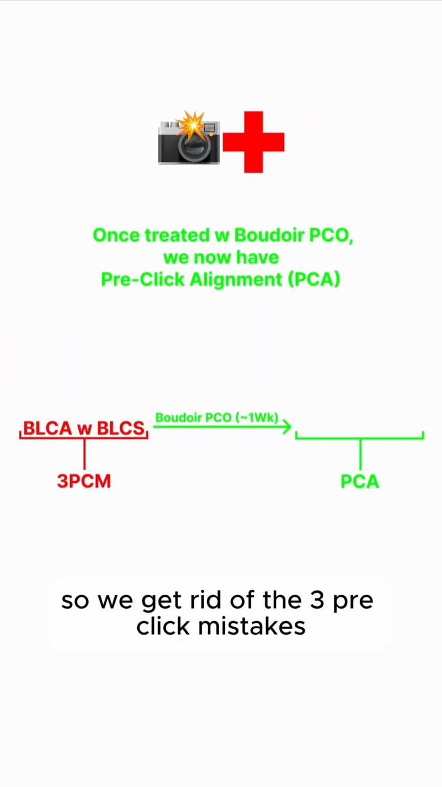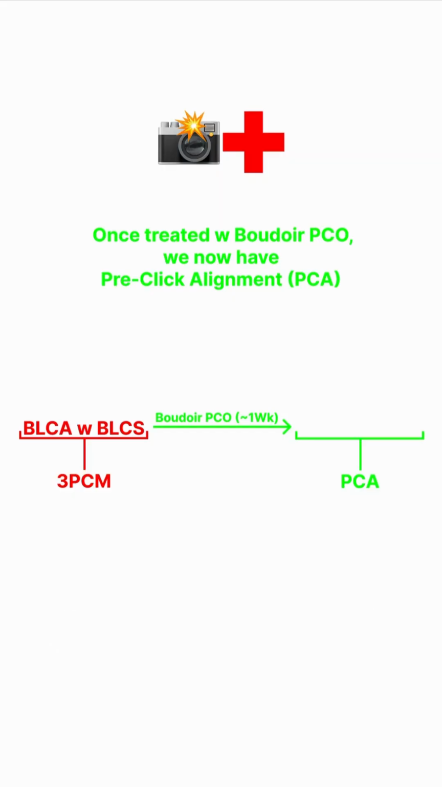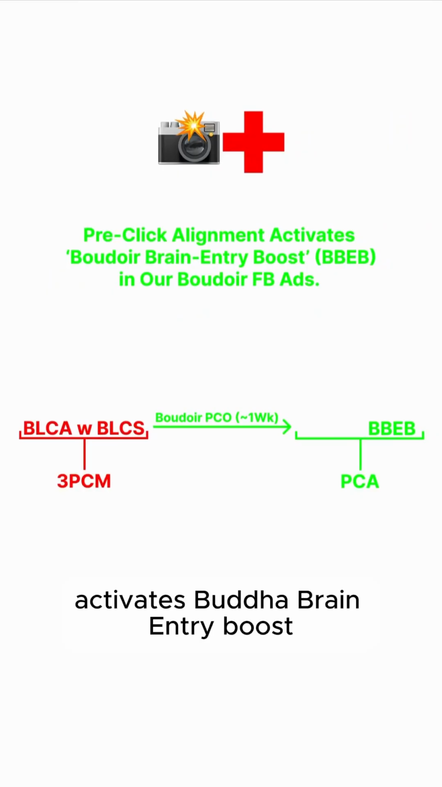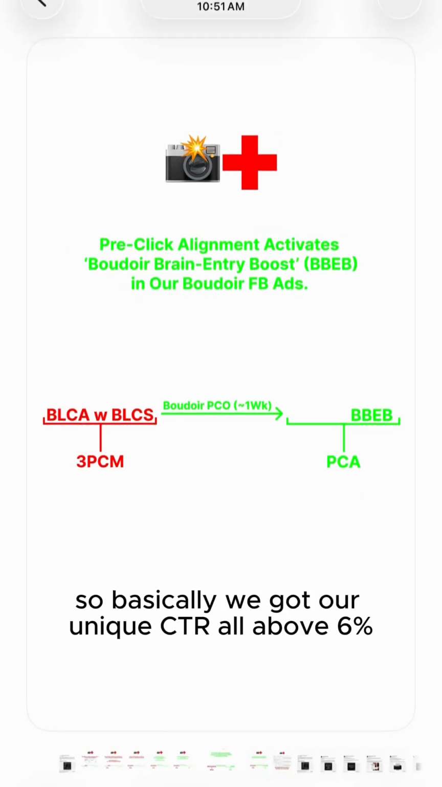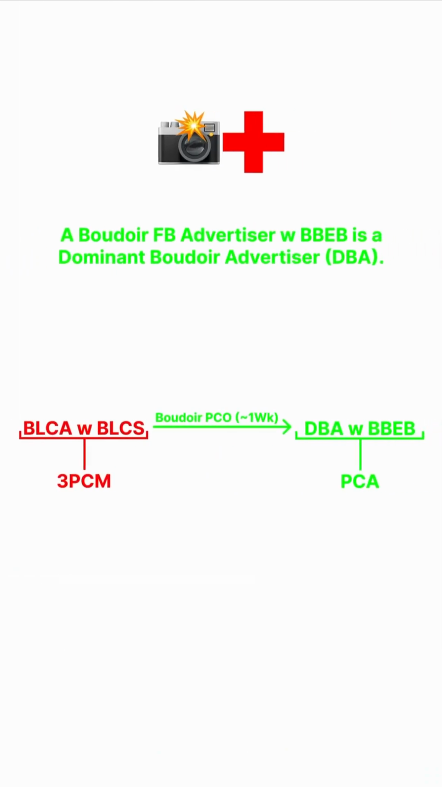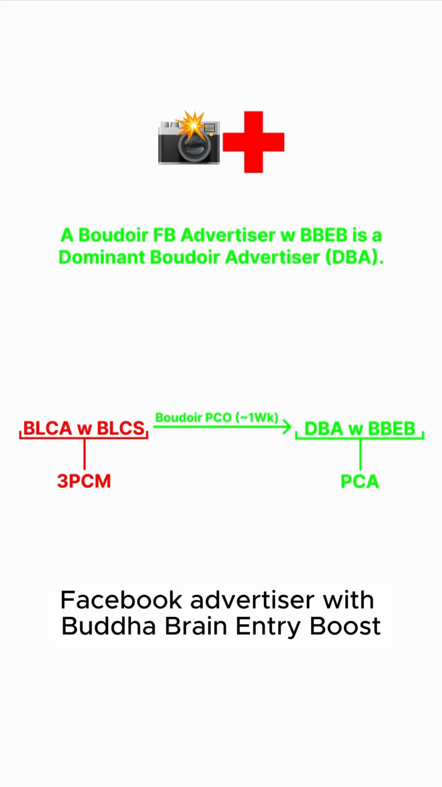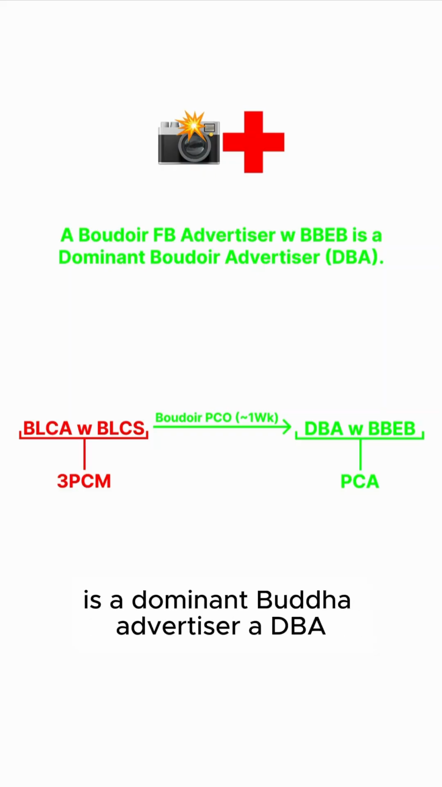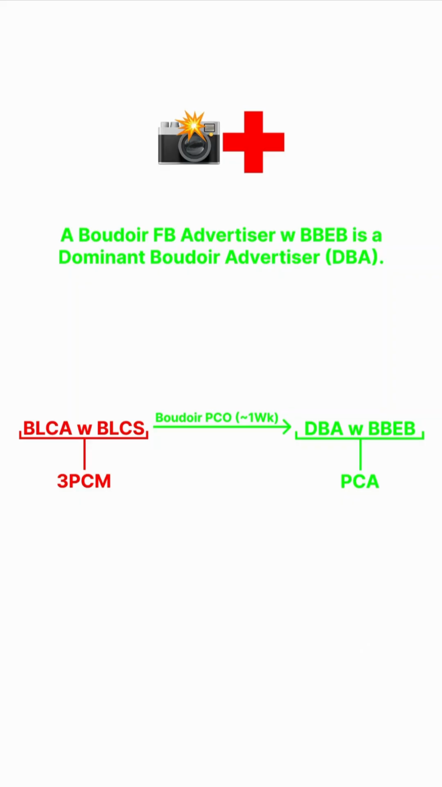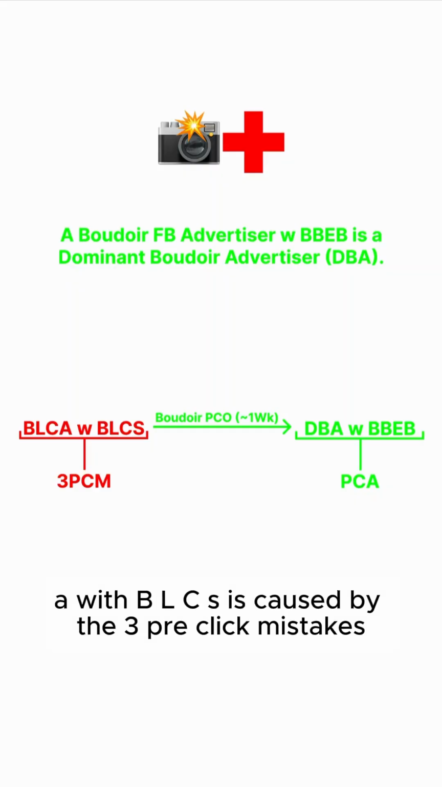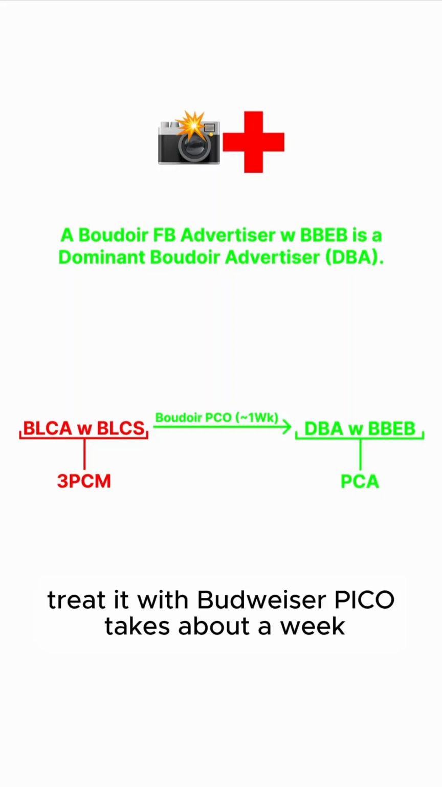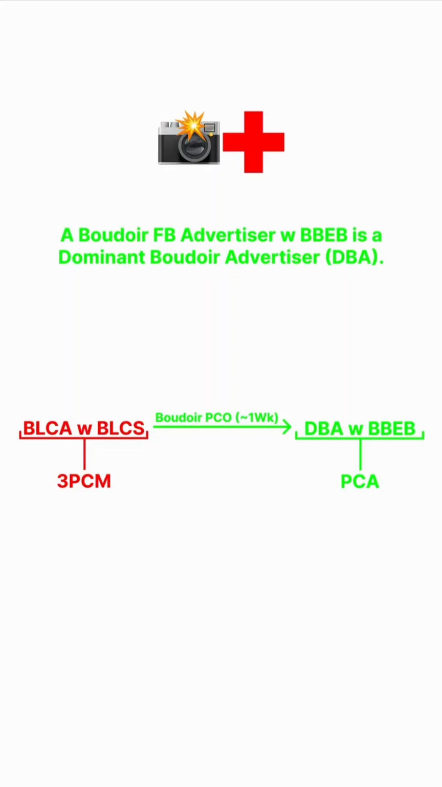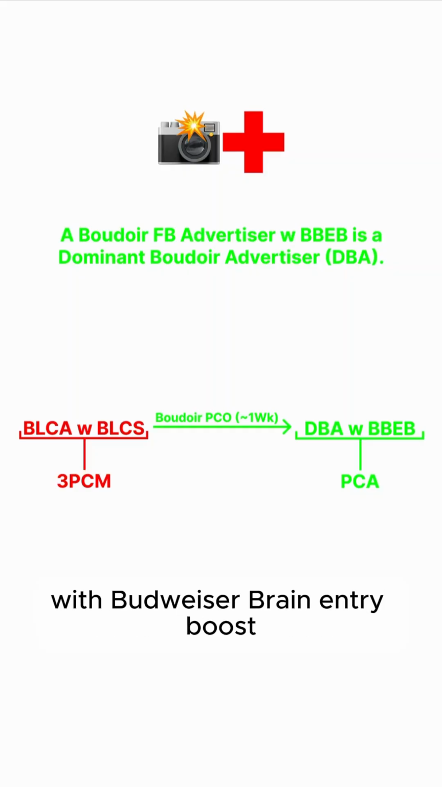Now, once treated with Boudoir Pico, we now have pre-click alignment, PCA. So we get rid of the three pre-click mistakes, we achieve pre-click alignment. And pre-click alignment activates Boudoir brain entry boost in our Boudoir Facebook ads. So basically, we got our unique CTR all above 6%. And a Boudoir Facebook advertiser with Boudoir brain entry boost is a dominant Boudoir advertiser, a DBA. So this is our full universe here. A BLCA with BLCS is caused by the three pre-click mistakes. And it's easy to treat with Boudoir Pico, takes about a week. We achieve pre-click alignment, and we become a dominant Boudoir advertiser with Boudoir brain entry boost.